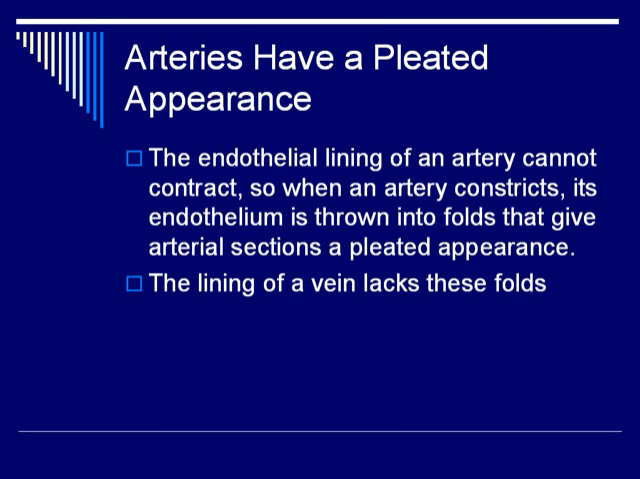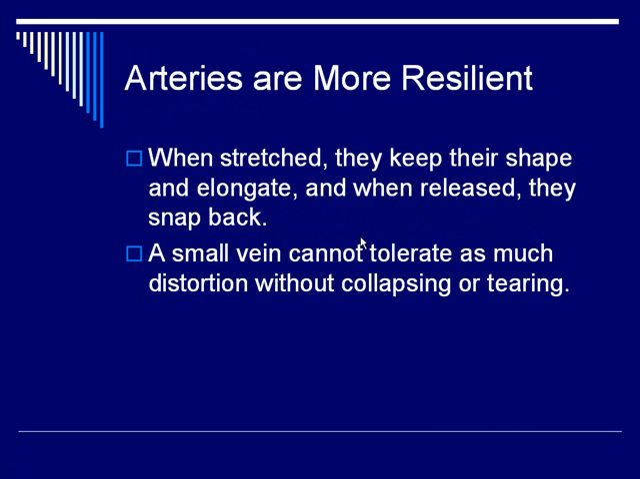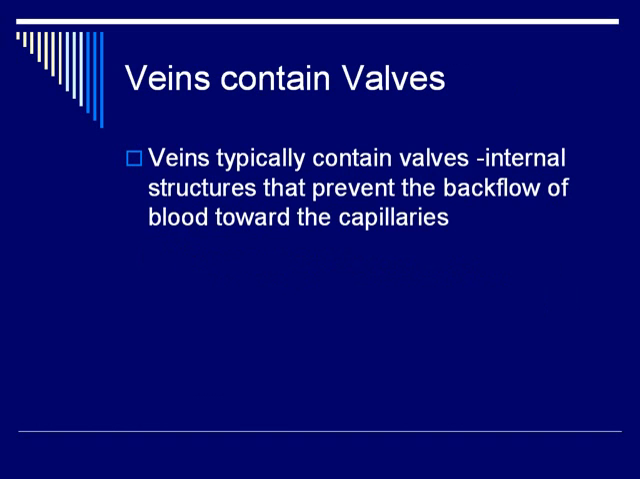The endothelial lining of the artery cannot contract. So when the artery constricts, the endothelium is thrown into folds, and it gives the arterial sections a relatively pleated appearance. It seems to be folded on top of itself. The lining of the veins actually lacks that fold because, again, you don't see as much elastic fiber. Arteries are more resilient. When they're stretched, they keep their shape. They elongate. When they release, they snap back into position. Small veins cannot tolerate as much distortion without collapsing or tearing.